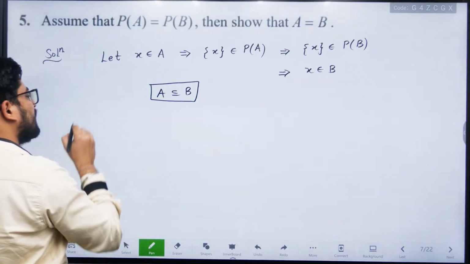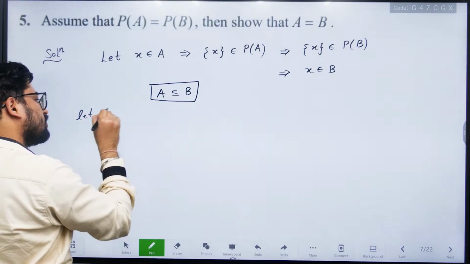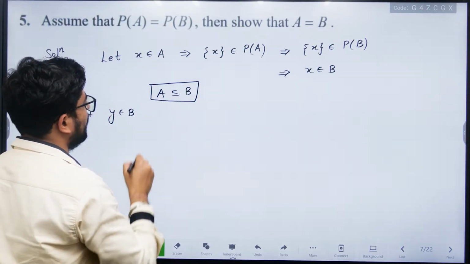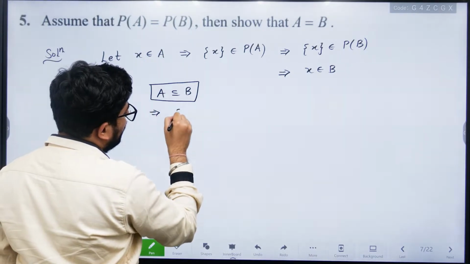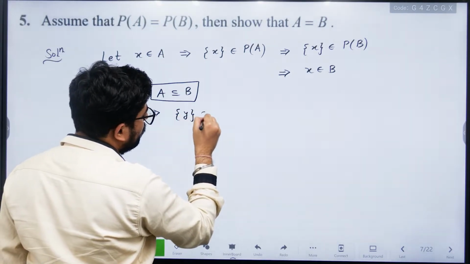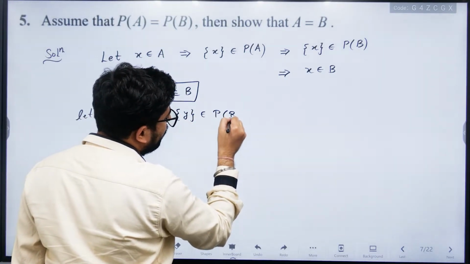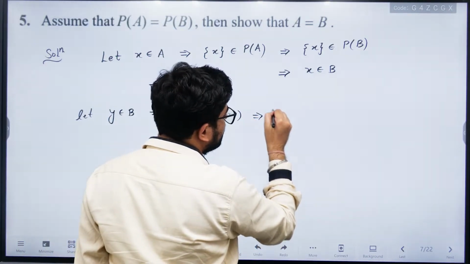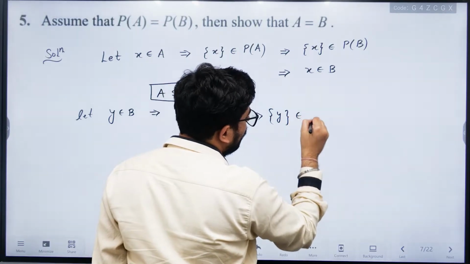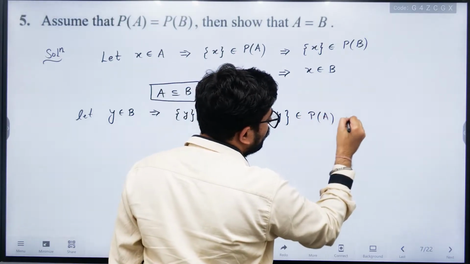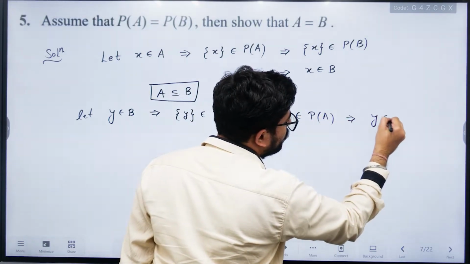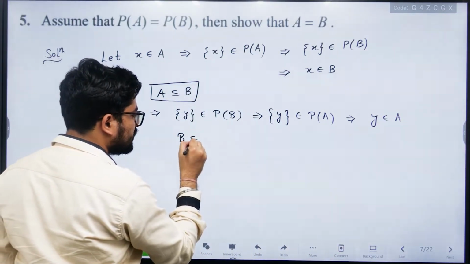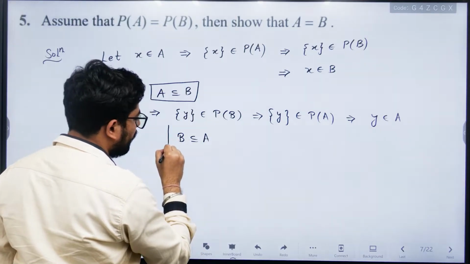Similarly, let Y belong to B. So it means the subset {Y} belongs to the power set of B. And the power sets of A and B are both the same, so you can say the subset {Y} belongs to the power set of A. So it means Y belongs to set A. So from here you can say B is a subset of A.